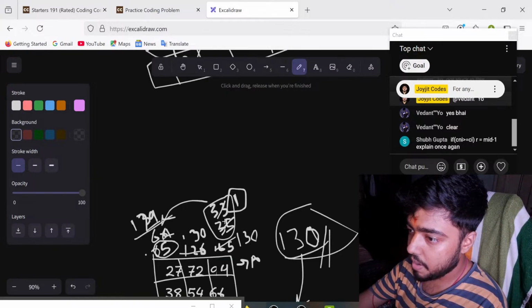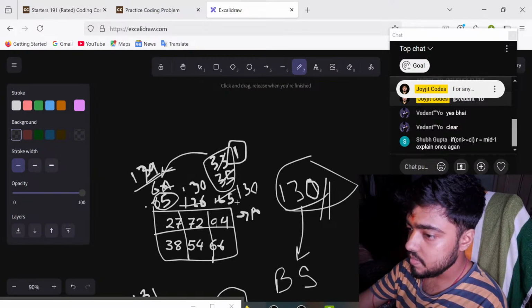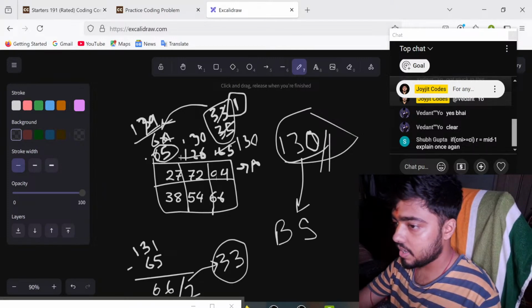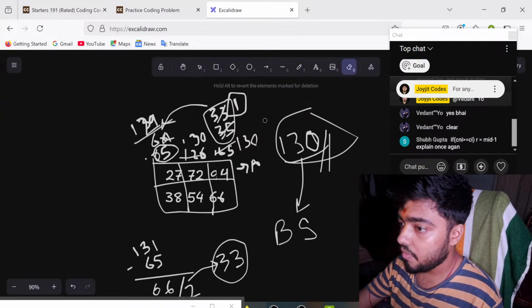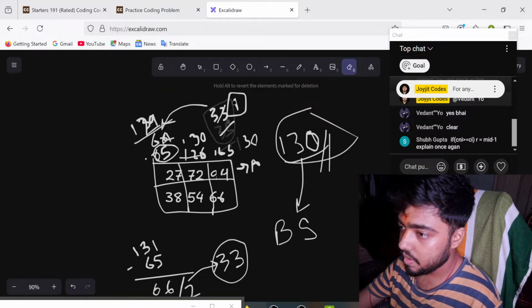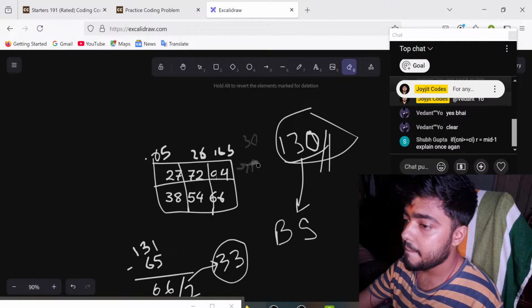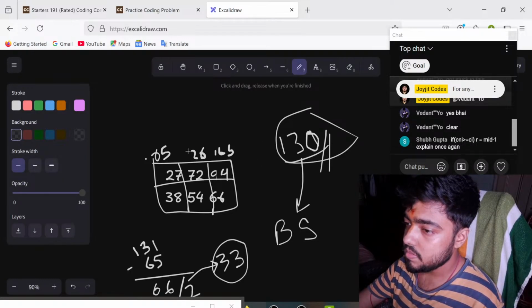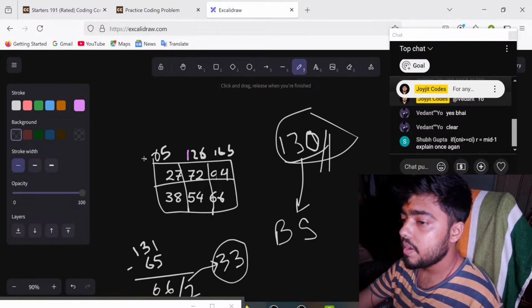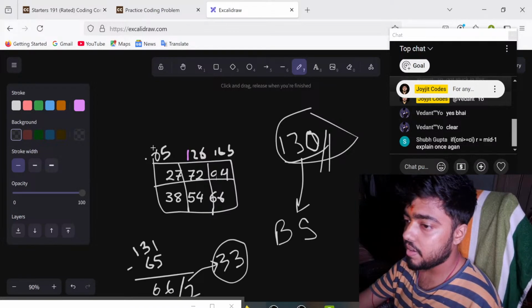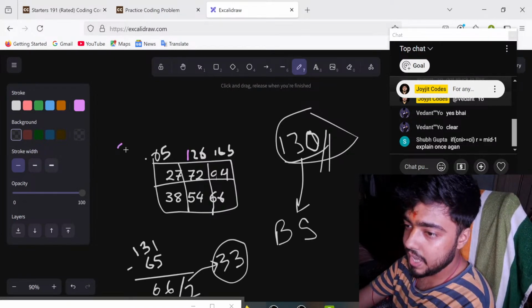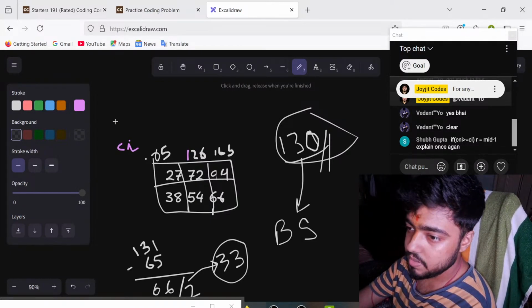if you look at this part, let me explain you with this only. Okay, 65, whatever the values were. It is 65, 126, 165. Now see, what is the value of CI happening and what is the value of CNI happening.